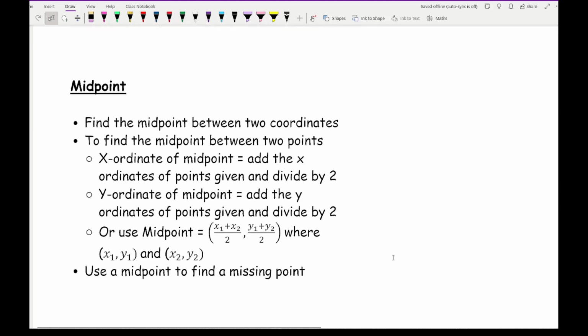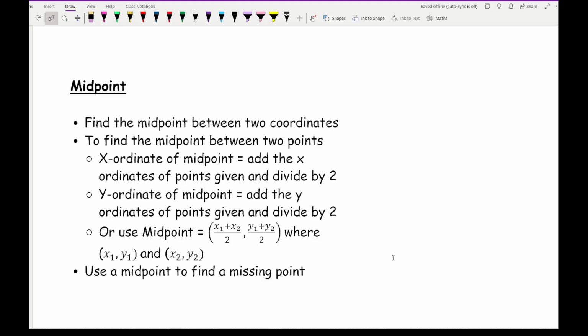So again, typically with it being in the graph section, you're going to be finding the midpoint between two coordinates. Now, typically you'll be given a graph or some squared paper and they'll have their coordinates plotted and you just need to find the midpoint. So again, there's no real technique that you have to do, but you can use a technique if you want to.